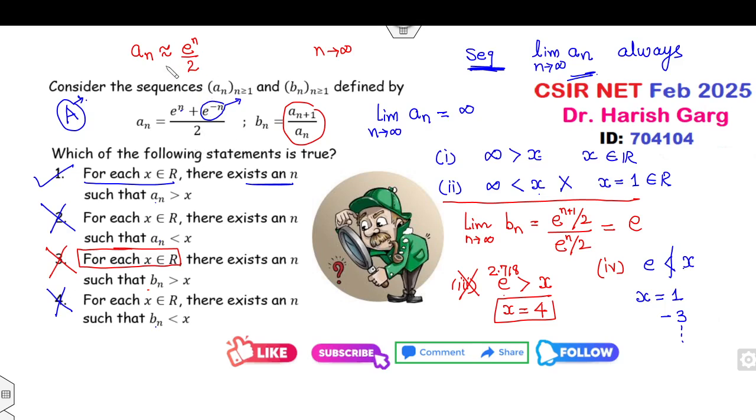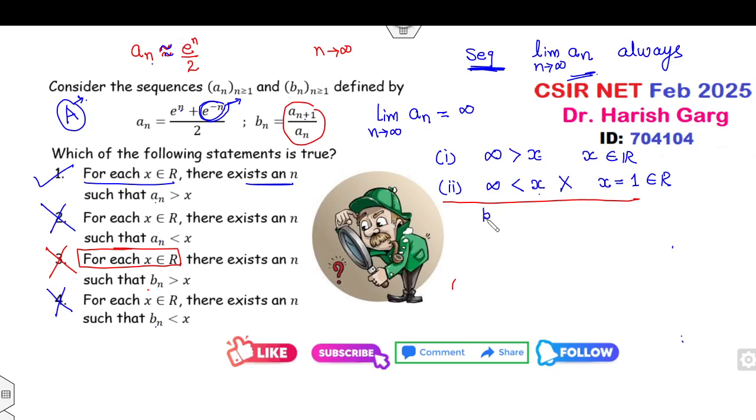As I mentioned, whenever n approaches infinity, this term will always be 0. So a_n will approximately be e raised to the power n by 2. Instead of finding a_(n+1) this way, one way is you can find b_n as e^((n+1)/2) divided by e^(n/2), and then again find the limit, and you will again get e. But that will take more time instead of using e^(n/2).